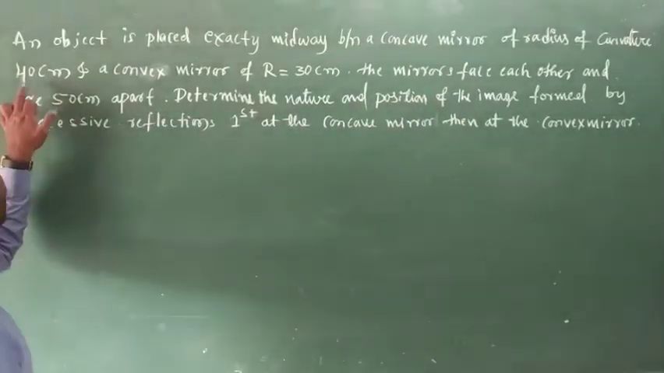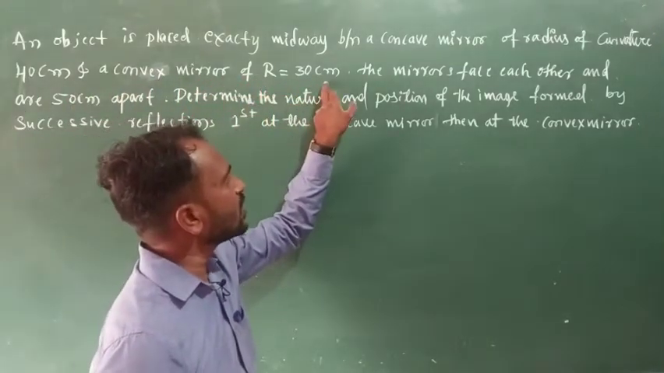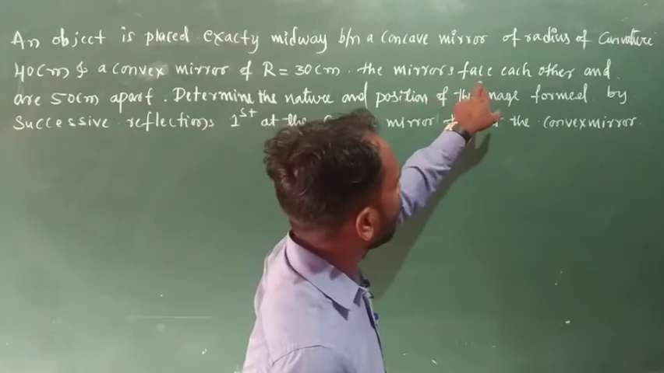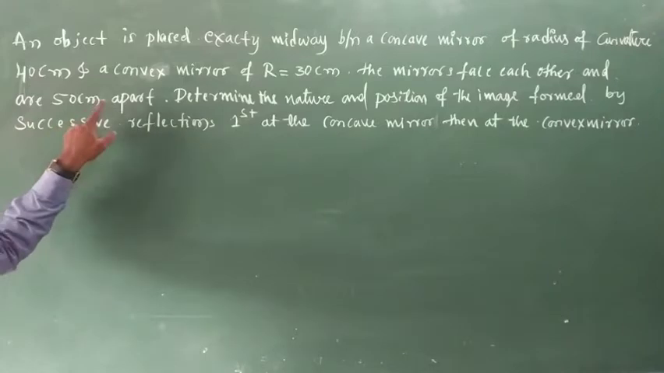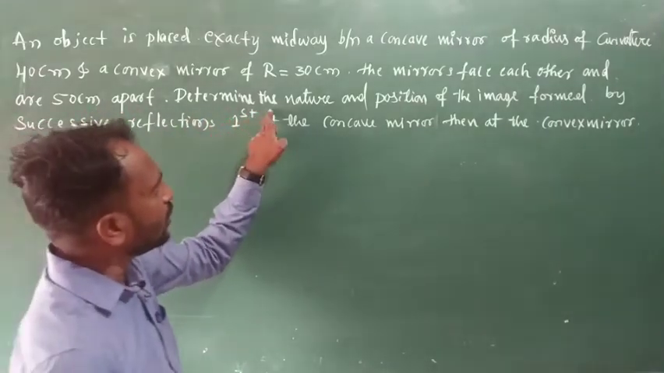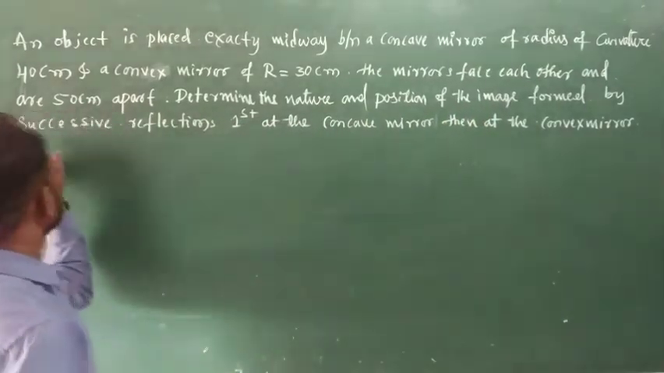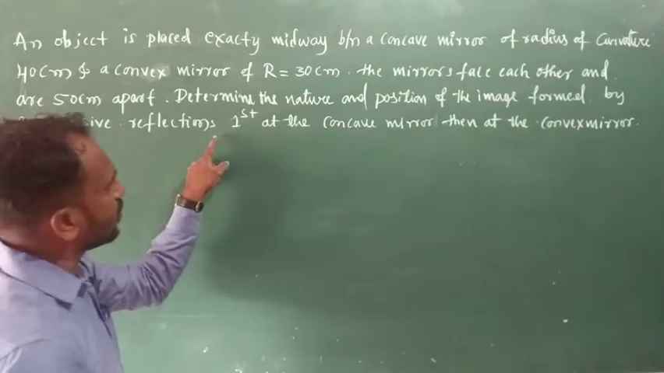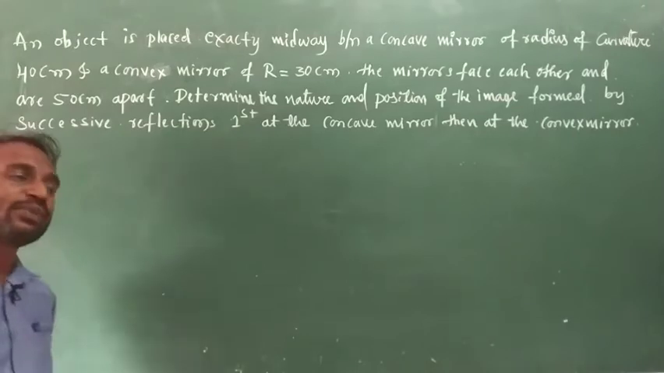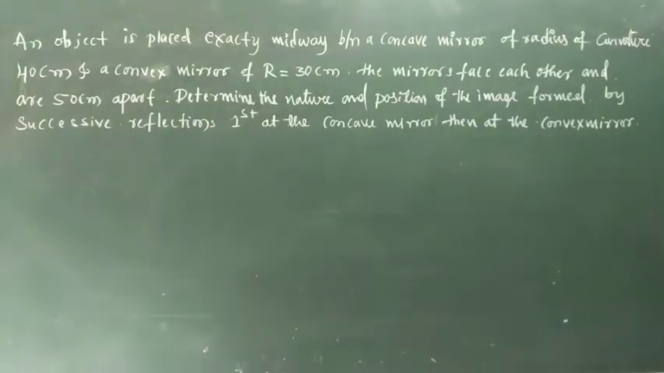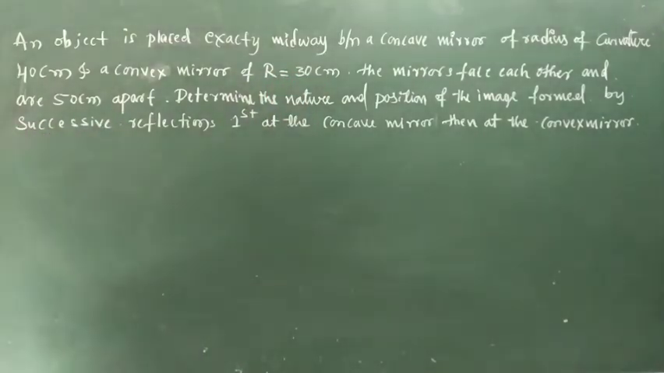Okay, next problem. An object is placed exactly midway between a concave mirror of radius of curvature 40 centimeter and a convex mirror of radius of curvature 30 centimeter. The mirrors face each other and are 50 centimeter apart. Determine the nature and the position of the image formed by successive reflections, first at the concave mirror, then at the convex mirror.